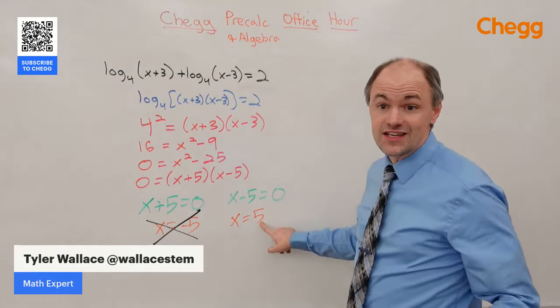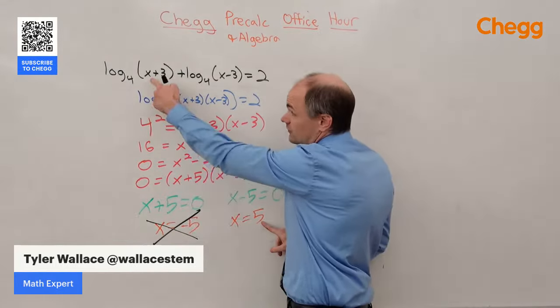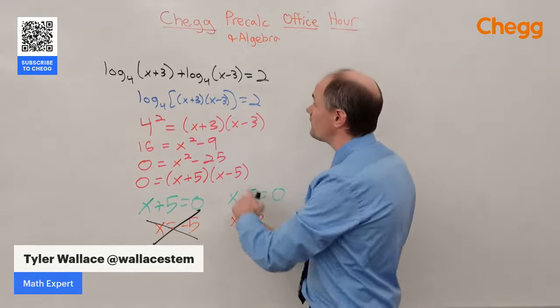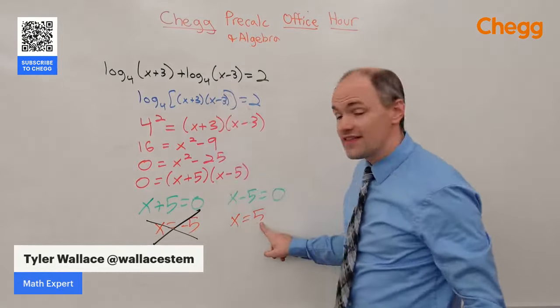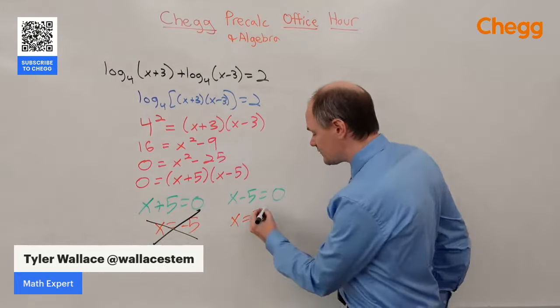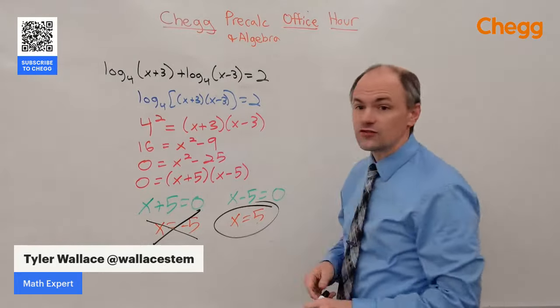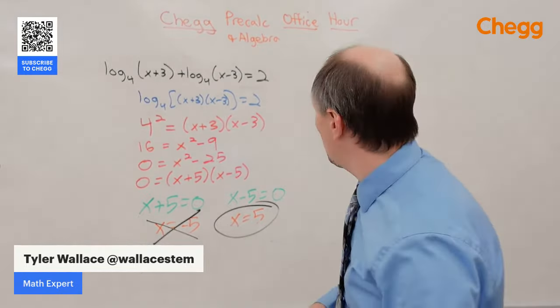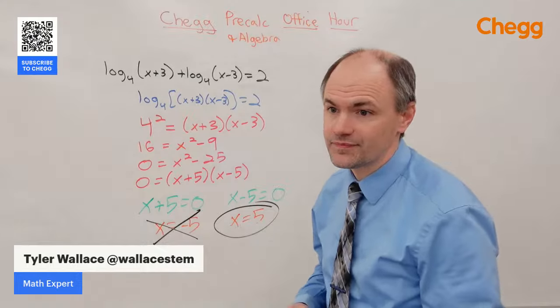Let's test the 5 to see if that one works or we have no solutions. 5 plus 3 is 8. That's a positive. We're good. Put the 5 in the other one. 5 minus 3, that's 2. Also a positive. We're good. So x equals 5 is actually our only solution to our logarithms.